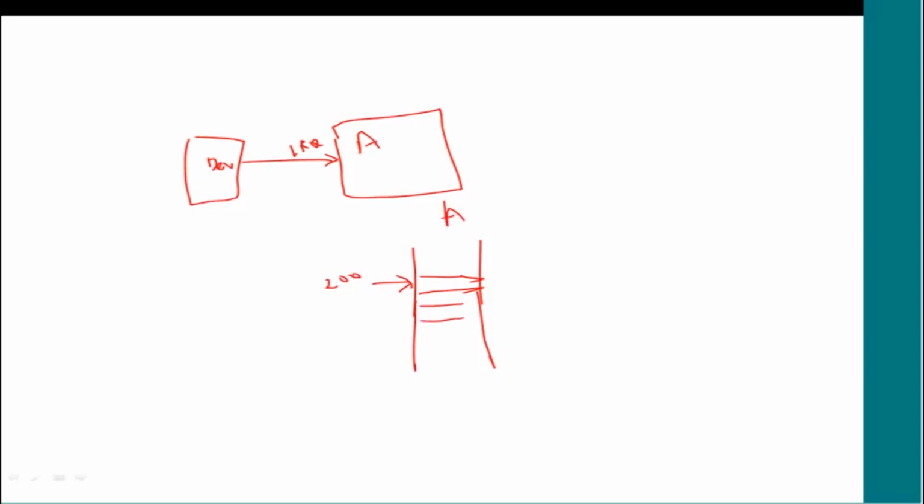Okay, PC will be at 208. All of you are aware that it is +8 now because of the pipeline. So this is the instruction which is being executed. It could be any instruction, it doesn't matter, because you cannot decide when the interrupt will come while you are executing the instruction. So it may be any instruction.